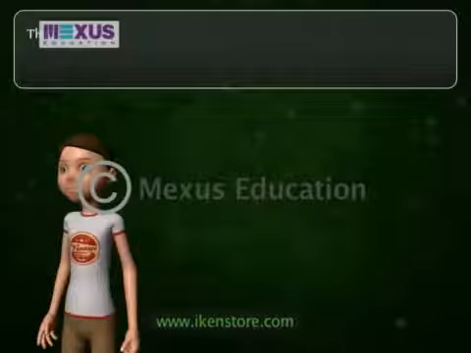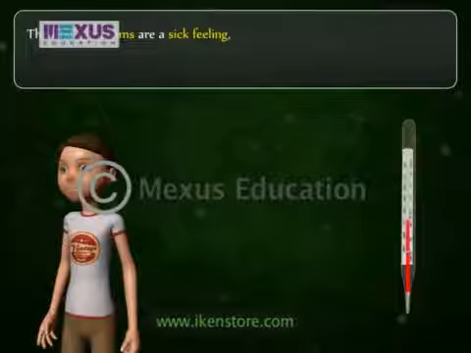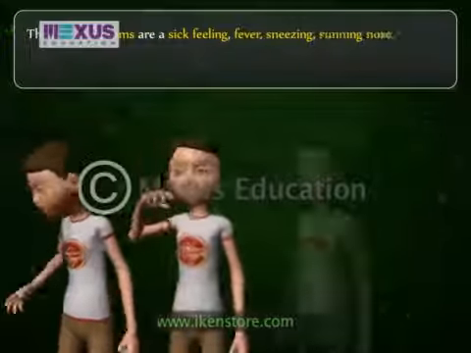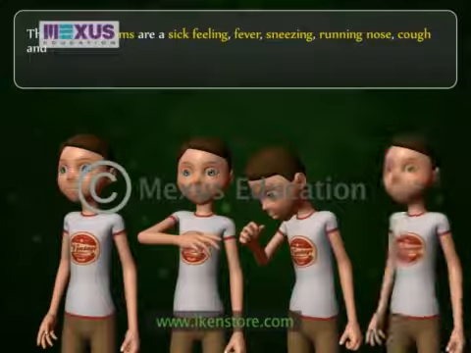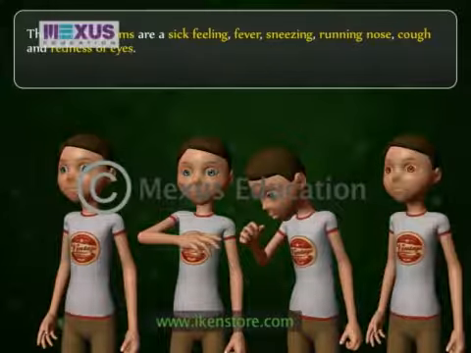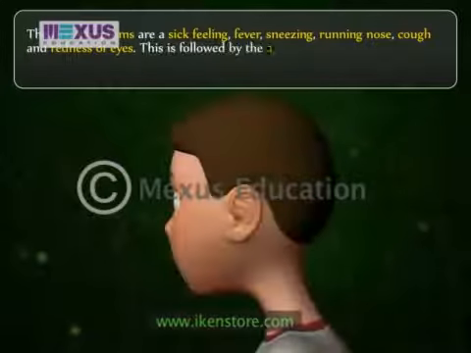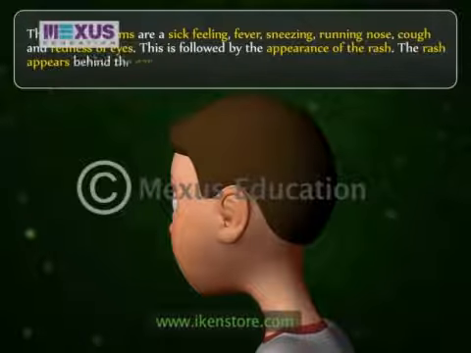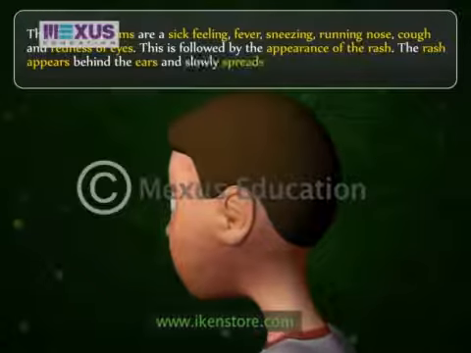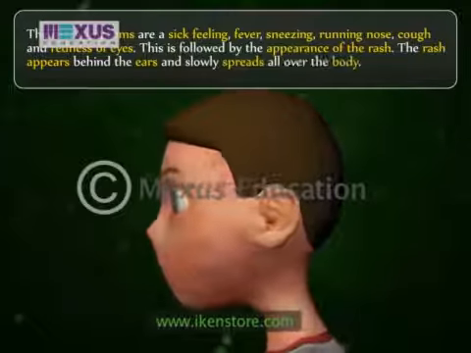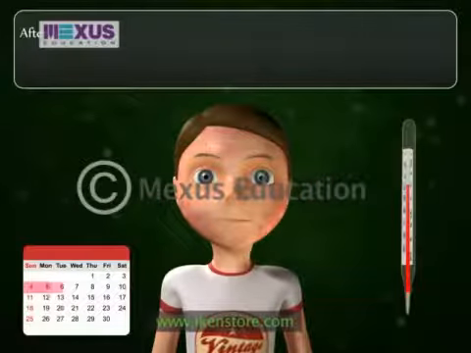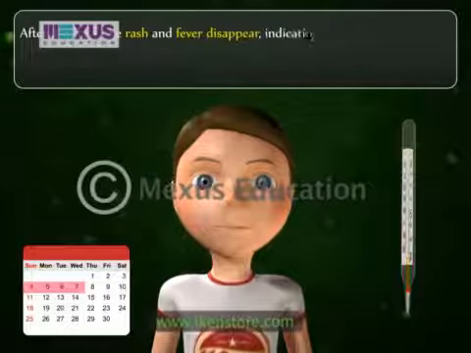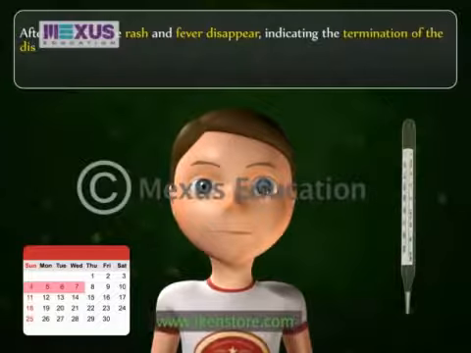The first symptoms are a sick feeling, fever, sneezing, running nose, cough, and redness of eyes. This is followed by the appearance of the rash. The rash appears behind the ears and slowly spreads all over the body. After 3 to 4 days, the rash and fever disappear, indicating the termination of the disease.